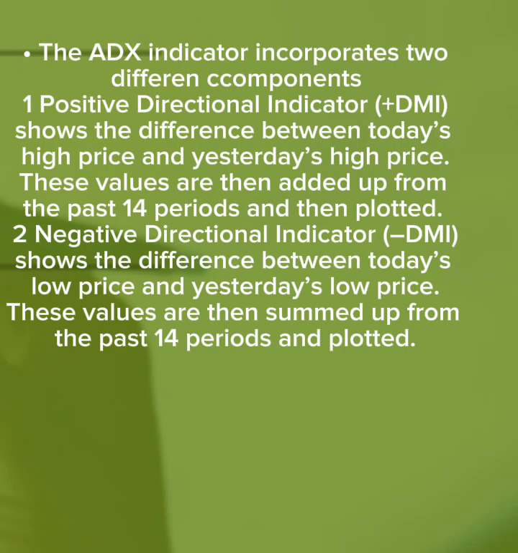These values are then added up from the past 14 periods and then plotted. Point 2. Negative Directional Indicator, minus DMI, shows the difference between today's low price and yesterday's low price. These values are then summed up from the past 14 periods and plotted.